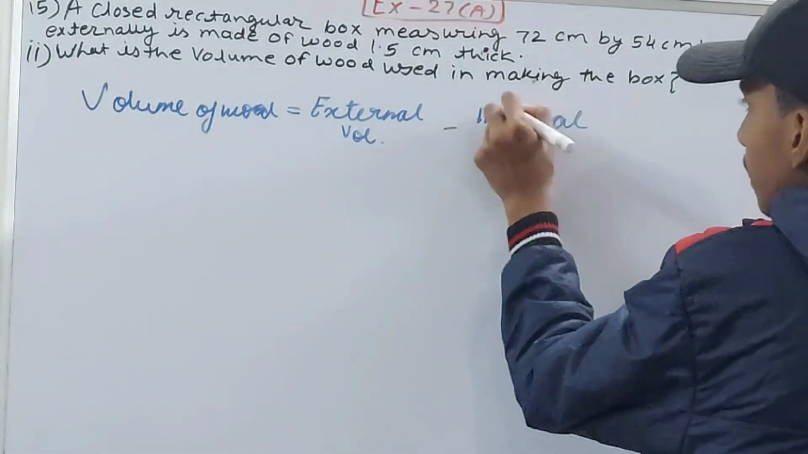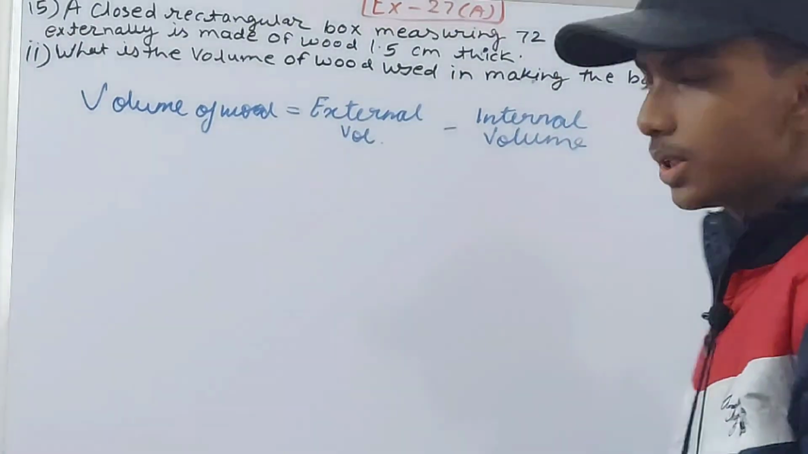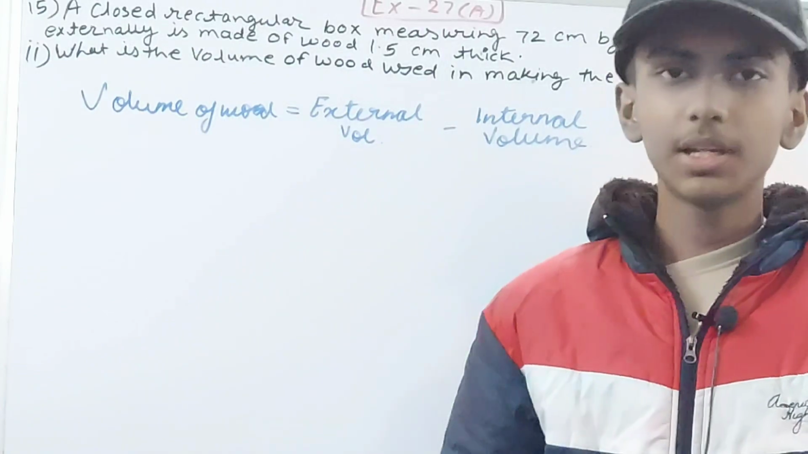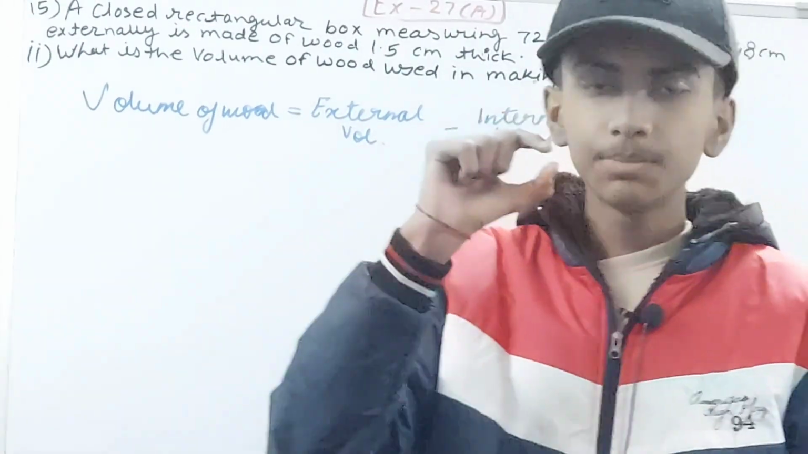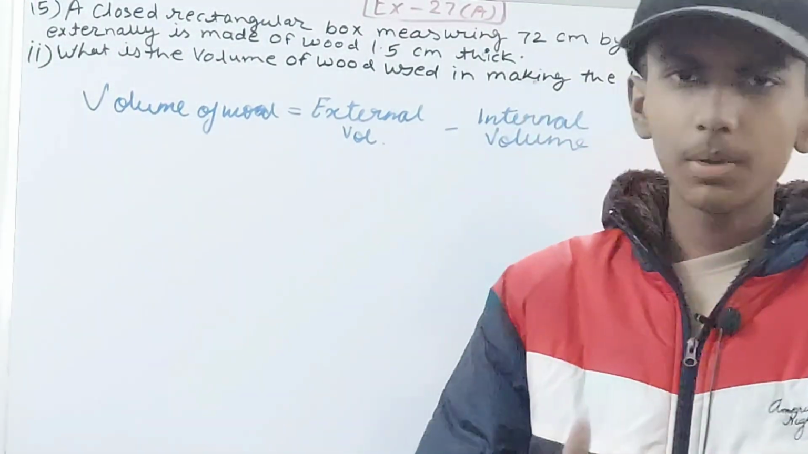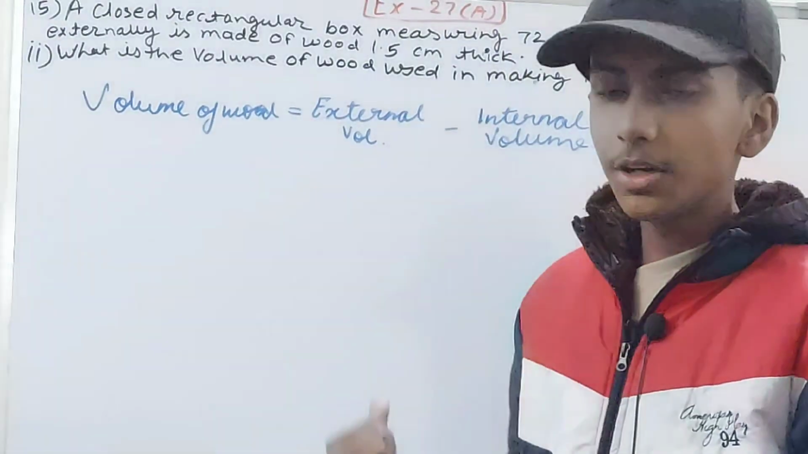This thing we will use because you will see what it is saying actually, there is the box which is made up of 1.5 centimeter thickness of the wood. So in the entire box, this much part will be for the wood as well. So what is the volume of the wood? There is no direct formula for calculating it. So we'll use this way, that is from the external volume, we'll subtract the internal volume.